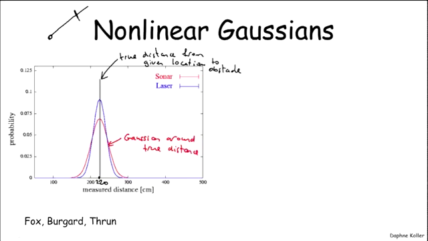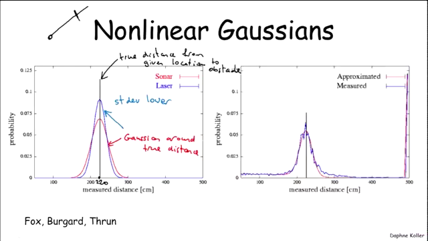Now, the laser, which is a different sensing modality for the same robot, is also a Gaussian around that true distance. But because the laser is a more accurate sensor, the standard deviation is lower for the laser than for the sonar. And that reflects the accuracy of these two different sensor modalities. Now, this is an idealized version, but surprisingly, it corresponds in useful ways to the real model.